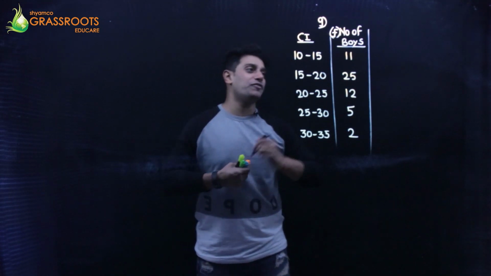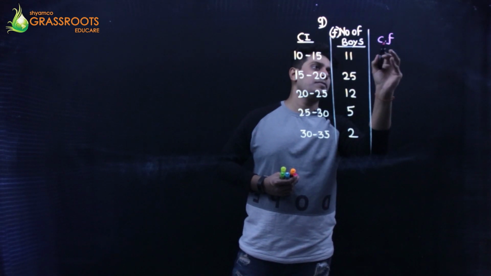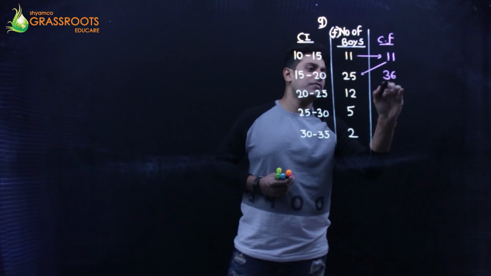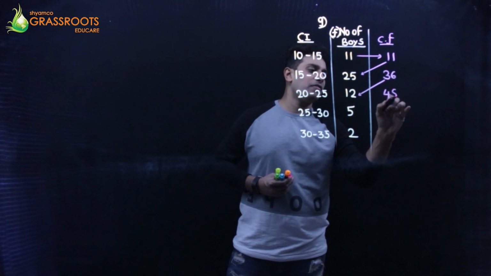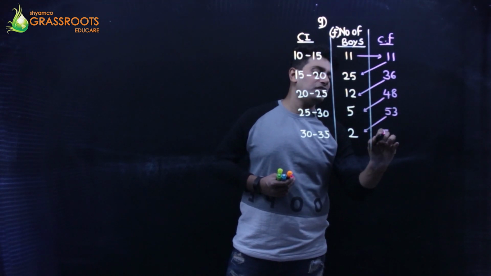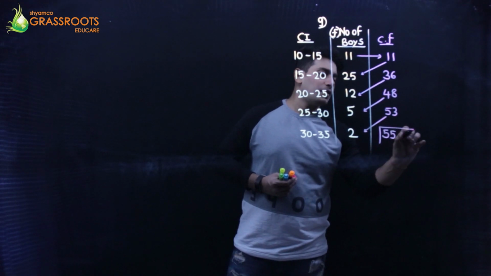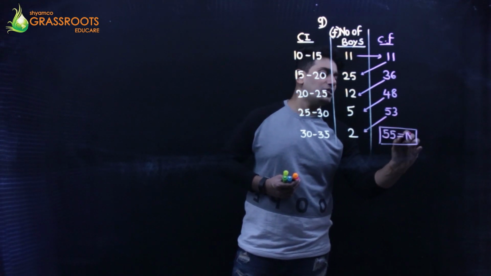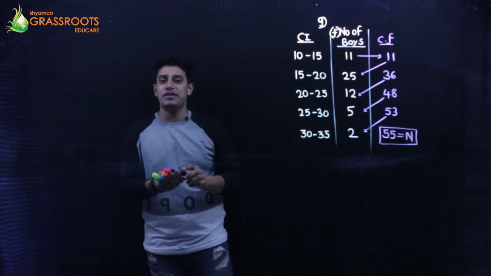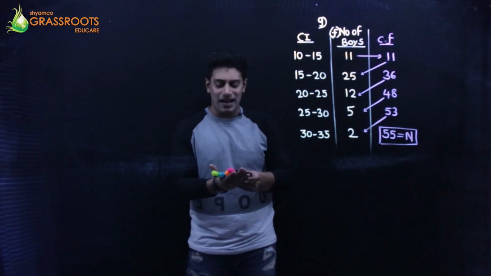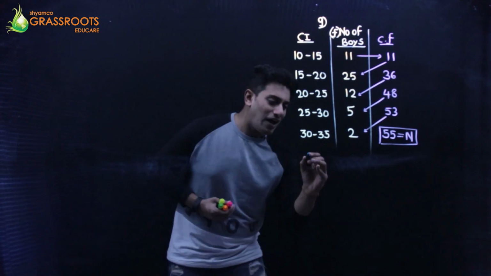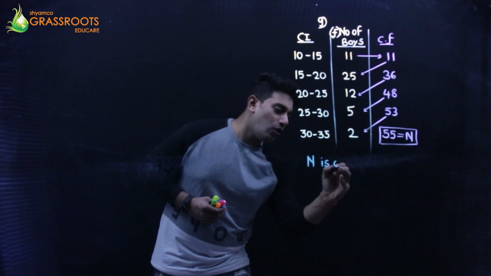You find the cumulative frequency, obviously. Trace down the first as 11. 11 plus 25 is 36, plus 12 is 48, plus 5 is 53, and plus 2. This is always considered your capital N, and if you add them, it's going to be 55. I can say that it is odd, so I will say that N is odd.